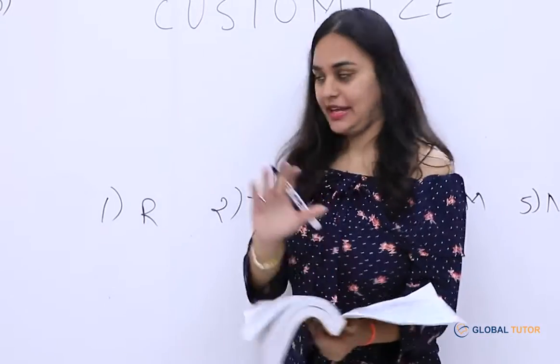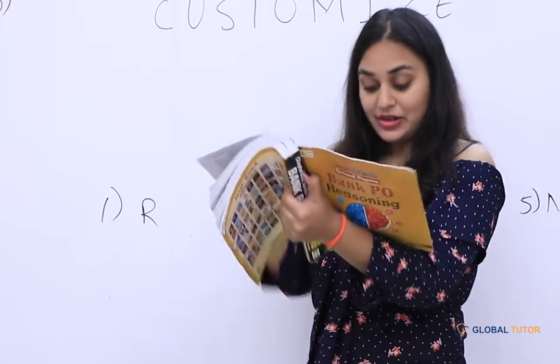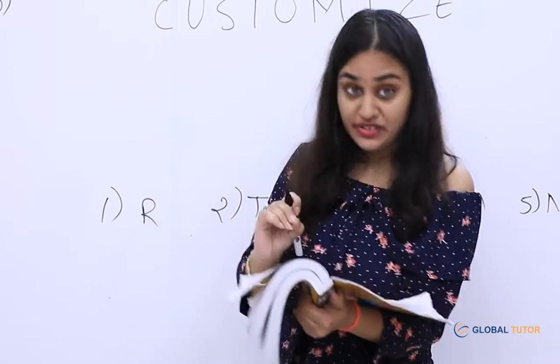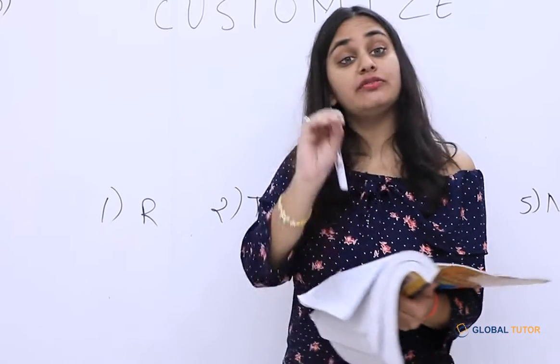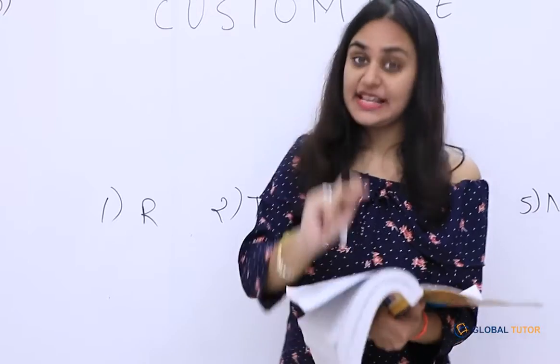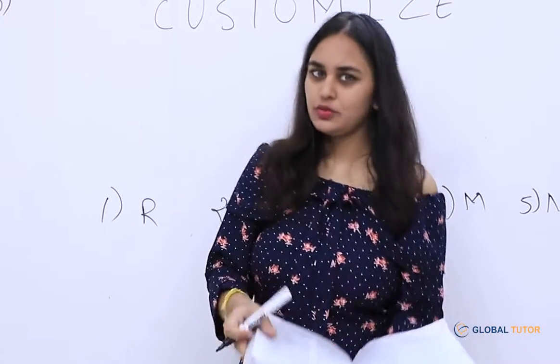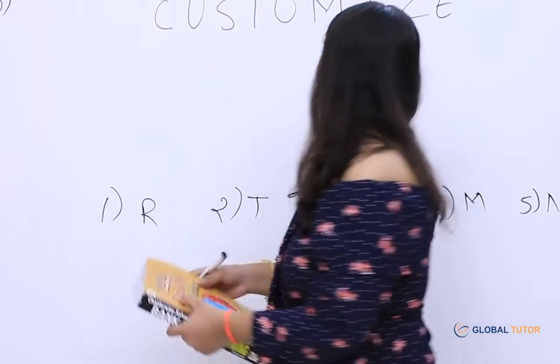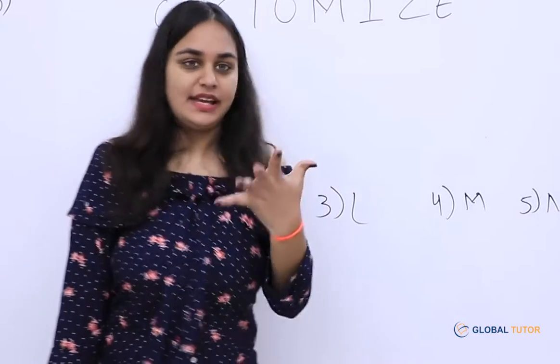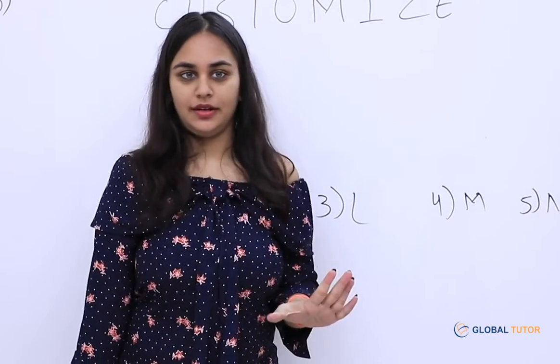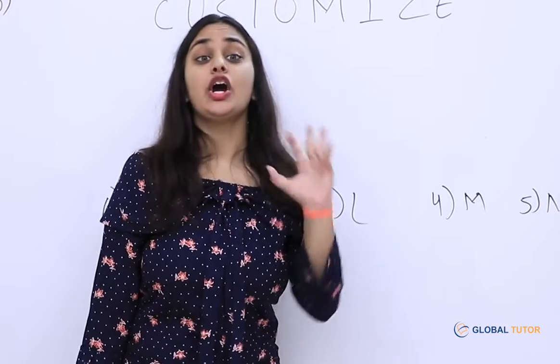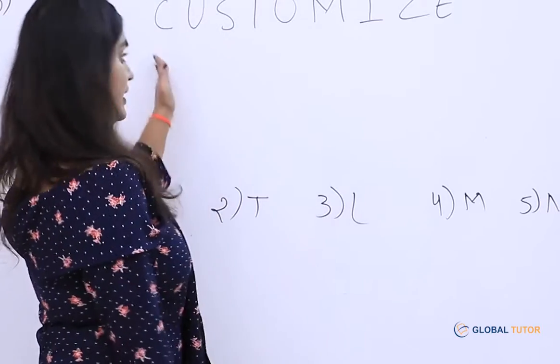So, let's read it again. All the consonants are replaced by the previous letter in the alphabet and all the vowels are replaced by the next letter in the alphabet. We all know what consonants and vowels are. Vowels are A, E, I, O, U, and all other letters in the English alphabet are consonants. So that's what we're going to be looking at right now.